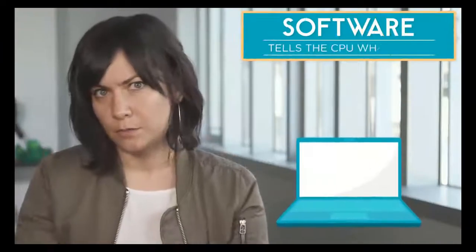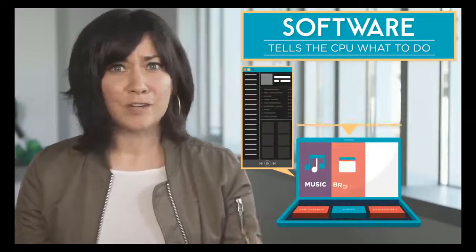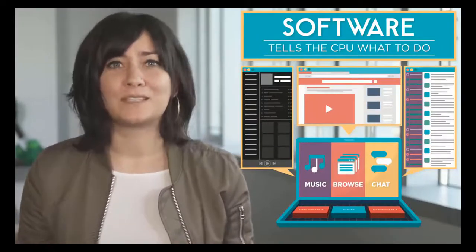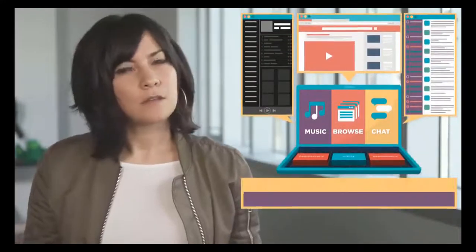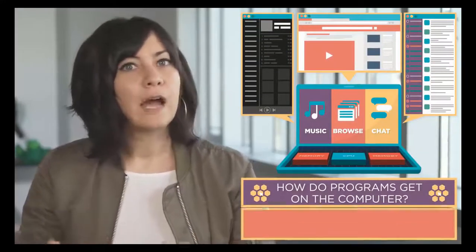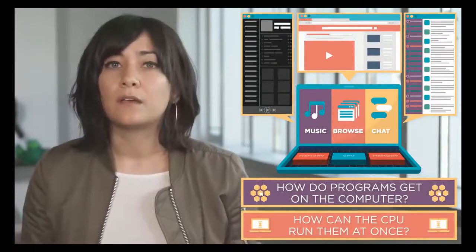Software tells the CPU what to do, but when you're listening to music and browsing the web and chatting with a friend, your computer is running multiple pieces of software all at once. So how do all of these programs get on the computer in the first place, and how can the CPU run them all at once? To find out, we'll have to take a look at the operating system.